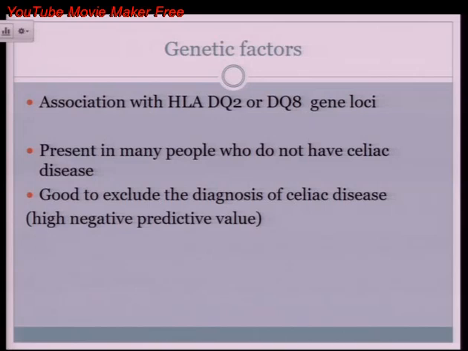For example, if you have a patient who has typical symptoms of celiac disease, malabsorption, diarrhea, weight loss, and then the patient has biopsies which are kind of inconclusive or suggestive of celiac disease, but you're not sure, then if you do an HLA-DQ2 and if that's negative, then you can be pretty sure that the patient doesn't have celiac disease. But if it's positive, it doesn't really mean much because, like I said, many normal people also have positivity.